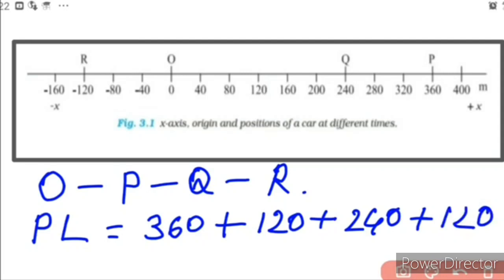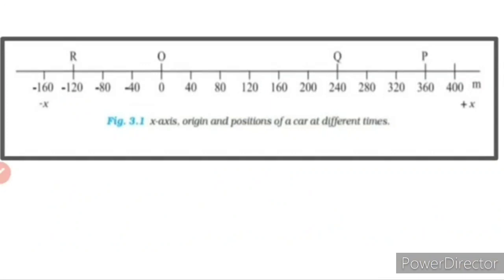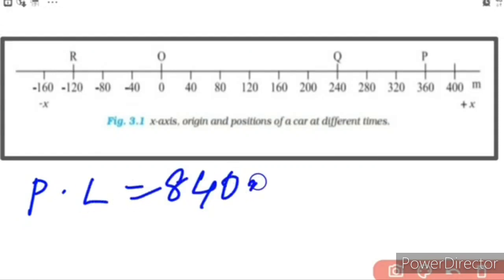So let me ask whether you need to consider this minus sign here. No. In finding the distance or path length, you need not look at that. You need to consider only the length, not the sign. So what is the sum of all these? 360 plus 480. So the path length becomes 840 meter. So that is the path length for the motion O to R. O to R means not directly from O to R, but O to P, then to R.